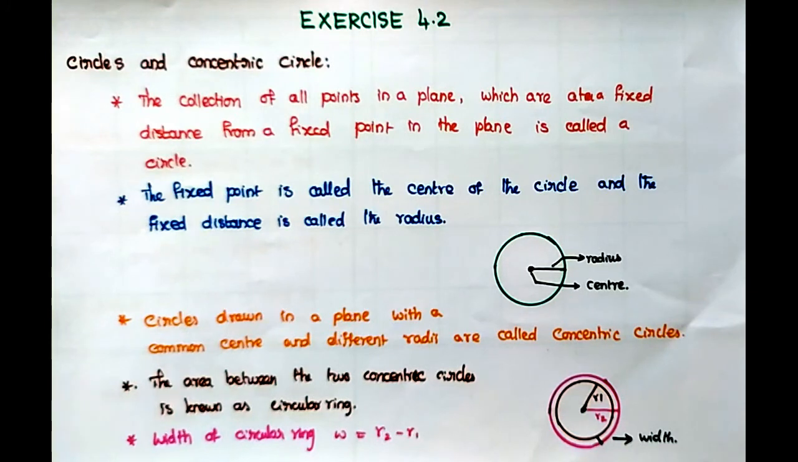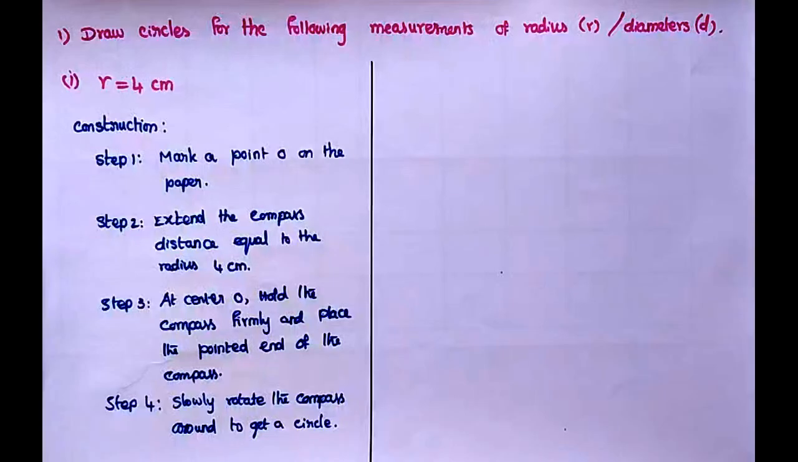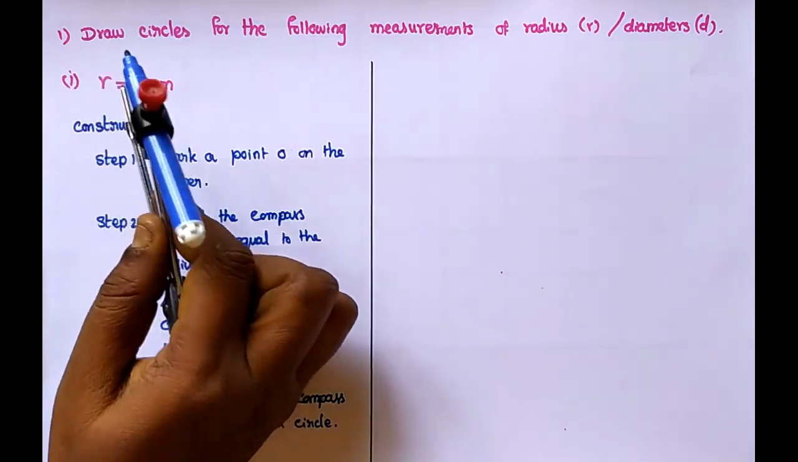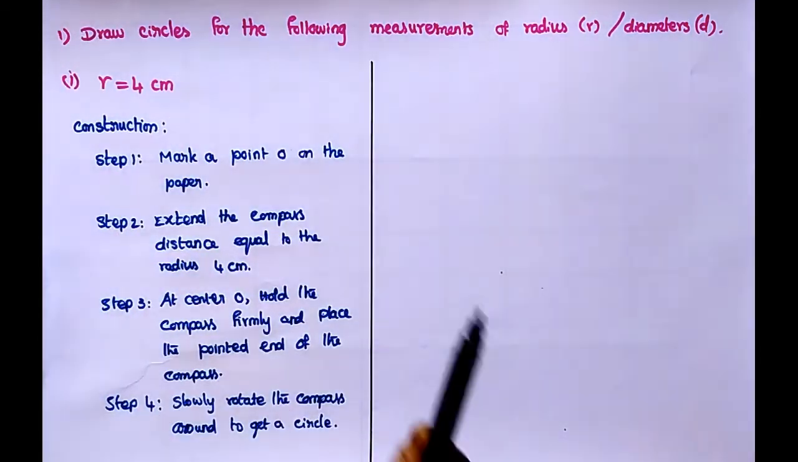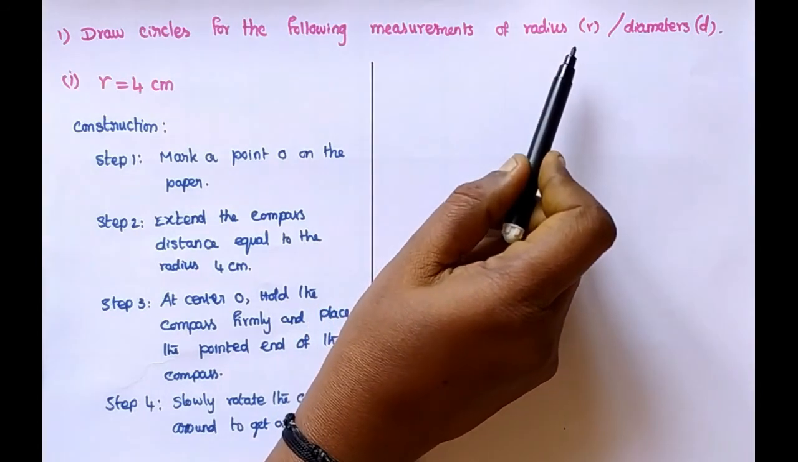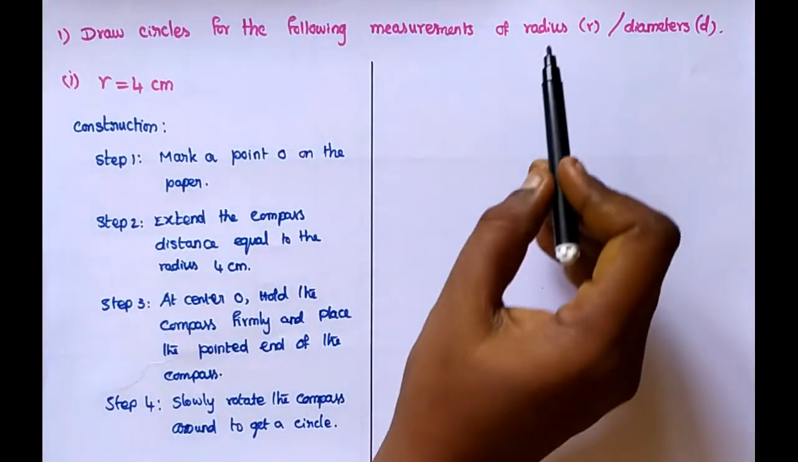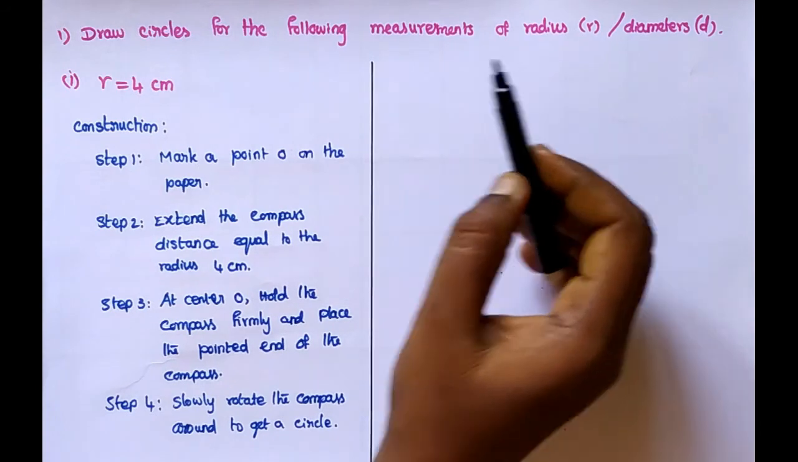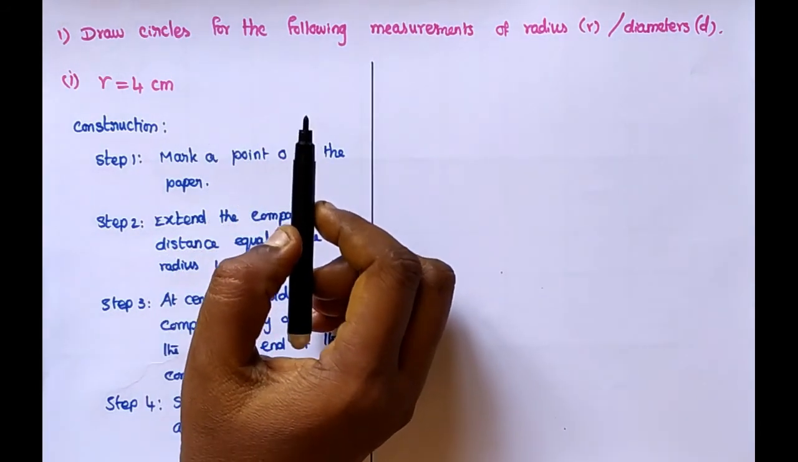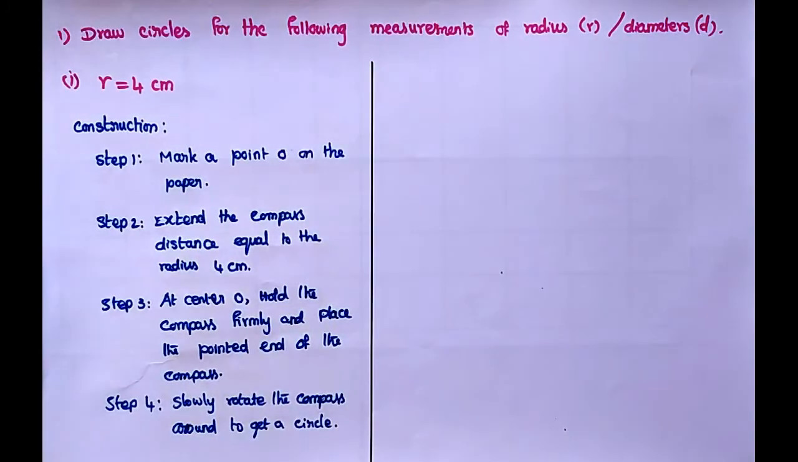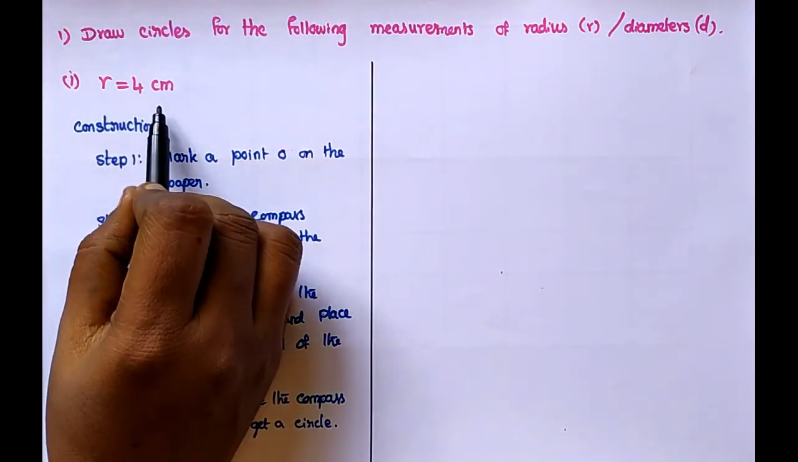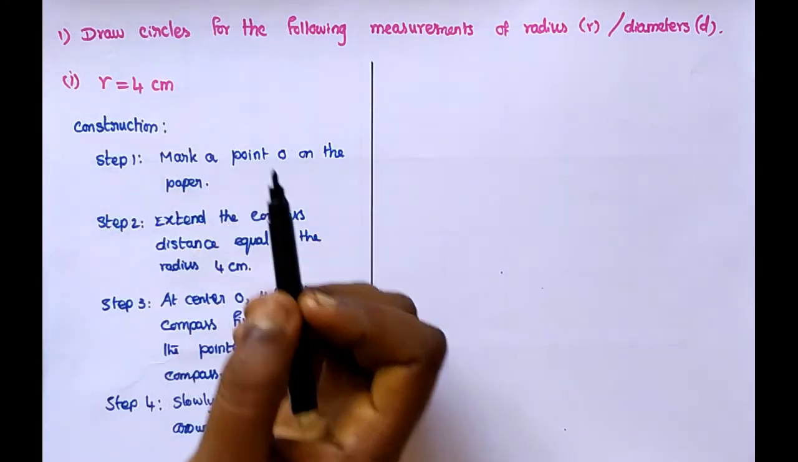Now let us see the exercise sums. First sum: draw circles for the following measurements of radius R or diameter D. With the given radius or diameter, we have to draw the circle. First subdivision, R equal to 4 cm, that means radius equal to 4 cm.